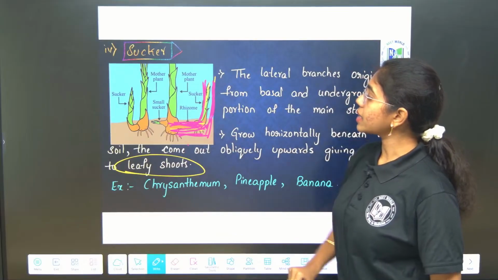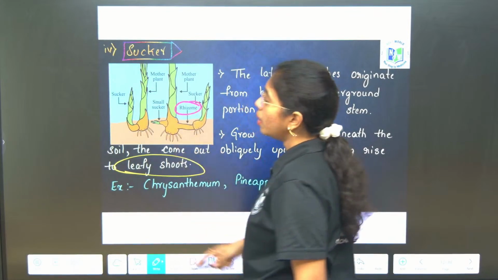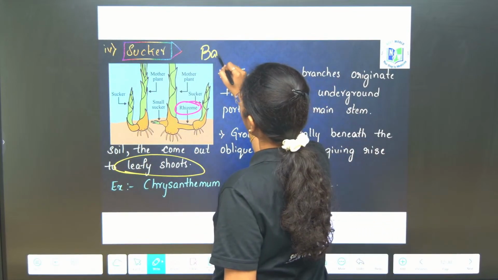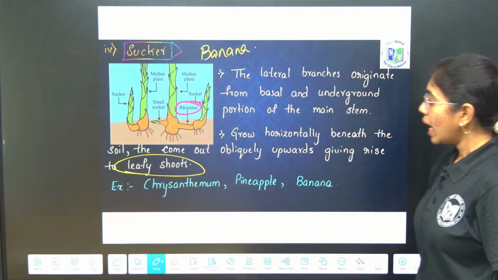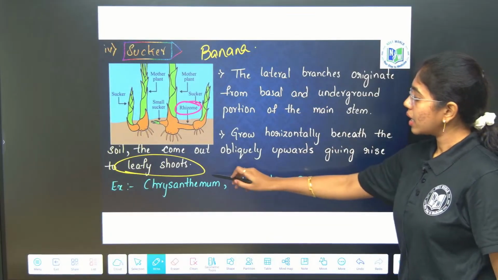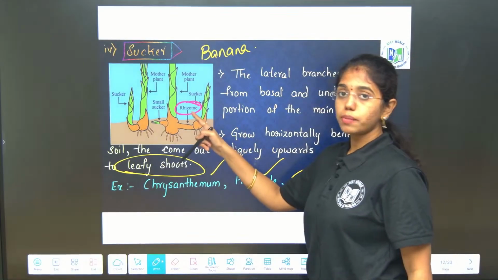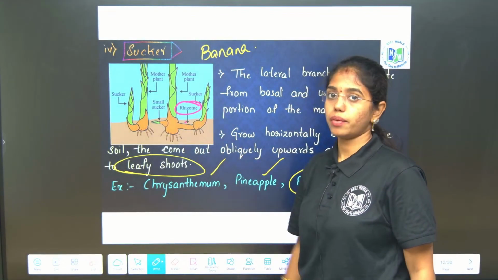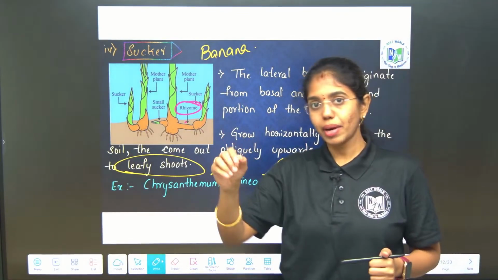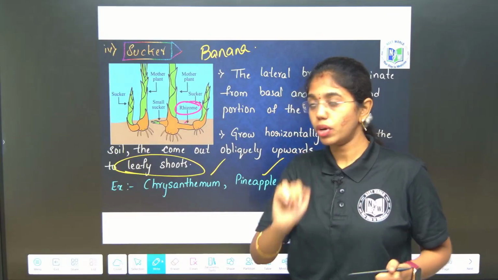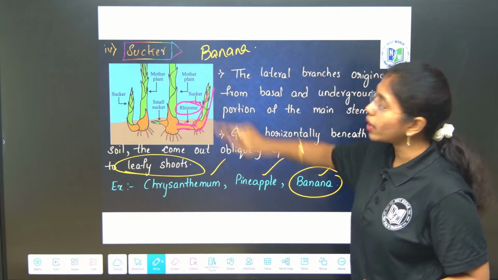In the sucker modification you can also see an underground stem modification, that is rhizome. The best example is banana, where you can see both types of modification, sucker and rhizome. Examples for sucker include chrysanthemum, pineapple and banana. Just a small difference: in stolon, the slender lateral branch will just touch the ground and arch upwards, whereas in sucker it grows beneath the ground and then grows obliquely upwards.